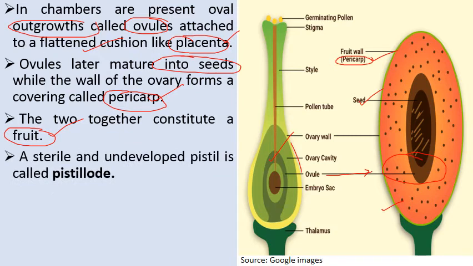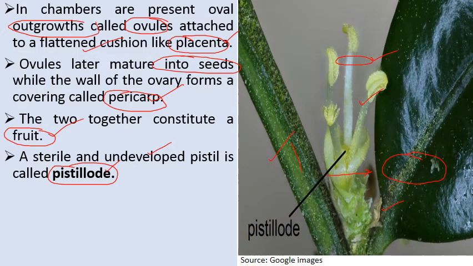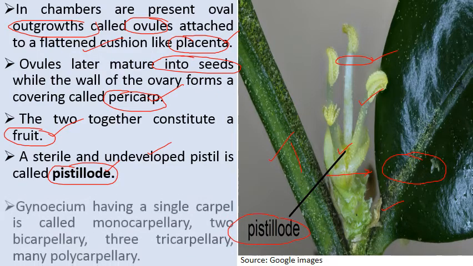A sterile and underdeveloped pistil is called pistillode. जो sterile और undeveloped pistil है उसे pistillode कहा जाता है. As we have studied in case of stamens, we use the term staminode. So in this case, we use the term pistillode. It is the sterile or undeveloped pistil.